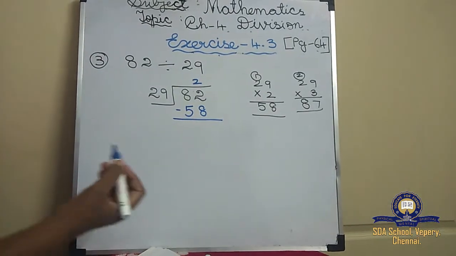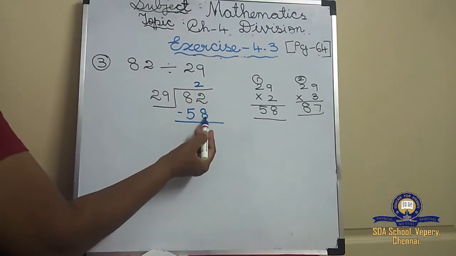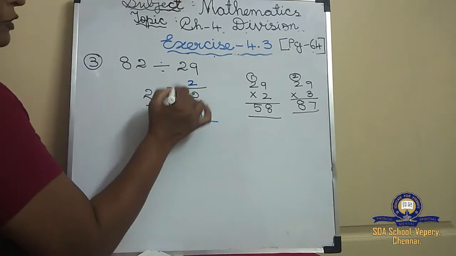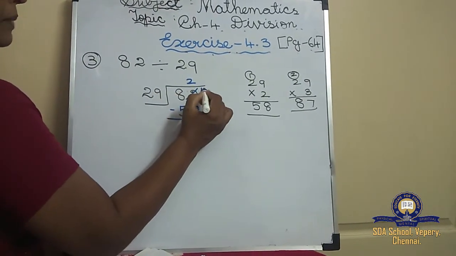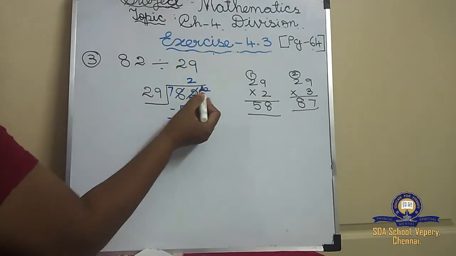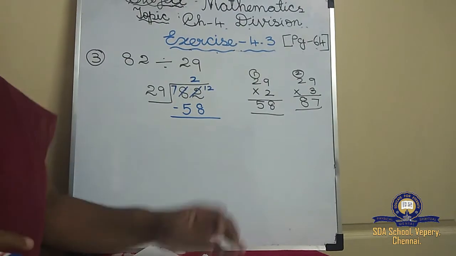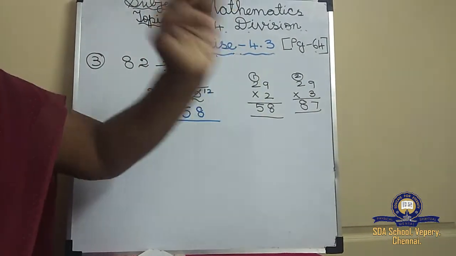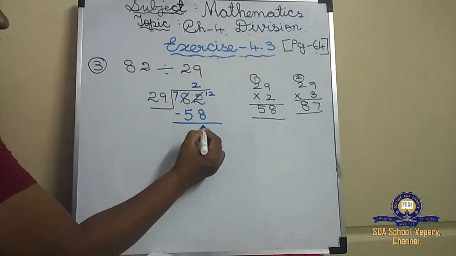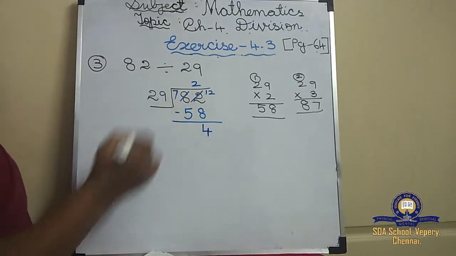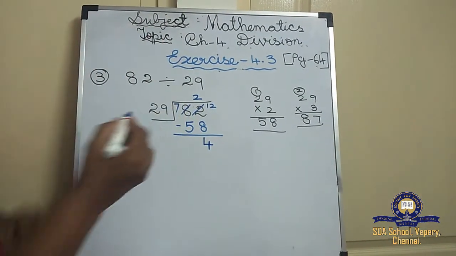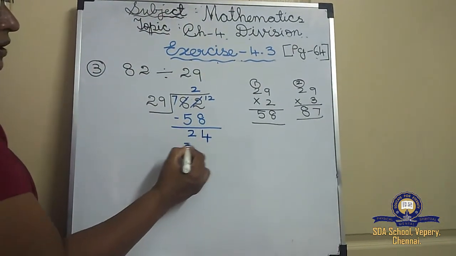So now what do you have to do? We have to subtract. From 8, after 8, can you count up to 2, children? No. So what do you have to do? You have to borrow from 8. This 2 will become 12 and this 8 will become 7. So after 8, you count up to 12, children. After 8, 9, 10, 11, 12. So what's the answer? 4. And after 5, you count up to 7. After 5, 6, 7, 2. So what's the remainder? 24.